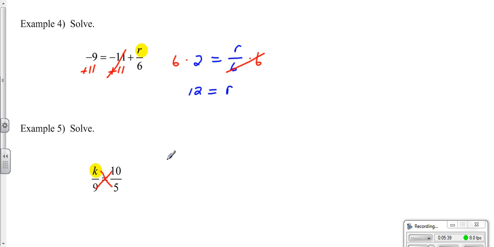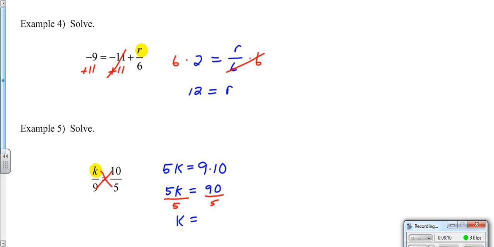and that would give us 5 times k equals 9 times 10, and once we do that calculation we get 90. We would then do as we did before and undo the times 5 by division, and then we have k equals 18.